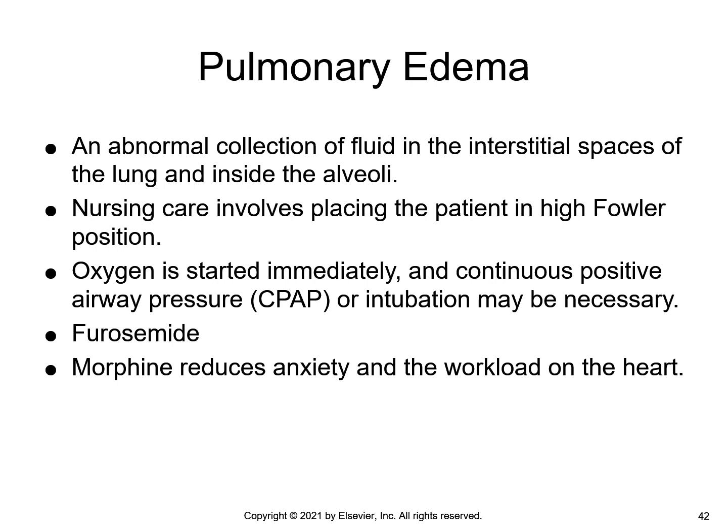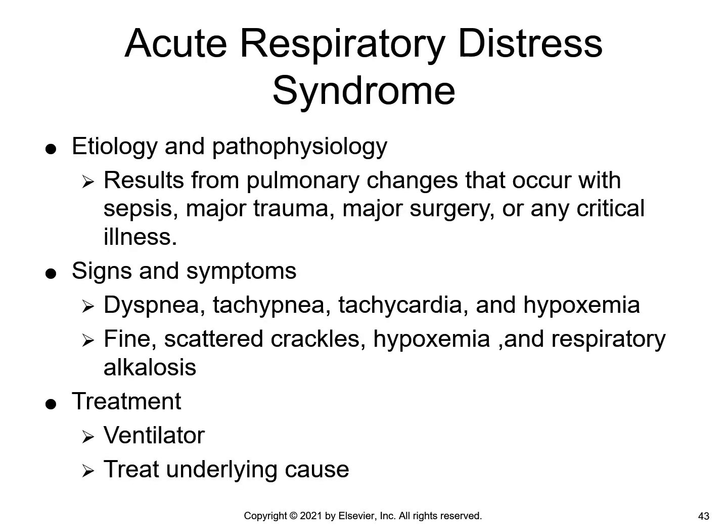Furosemide is often given for fluid diuresis, and morphine will assist to reduce anxiety and the workload of the heart. Acute respiratory distress syndrome is a form of acute lung injury. When the alveoli capillary membrane is injured, it becomes more permeable to intravascular fluid. Alveoli fill with fluid, and carbon dioxide and oxygen cannot cross the membrane into and out of the capillaries.